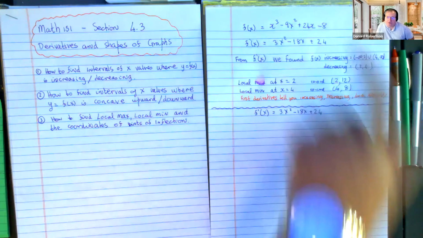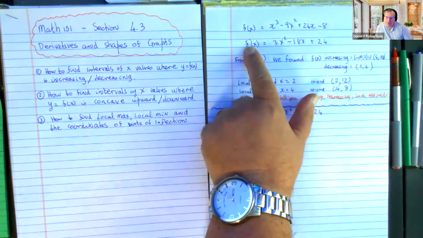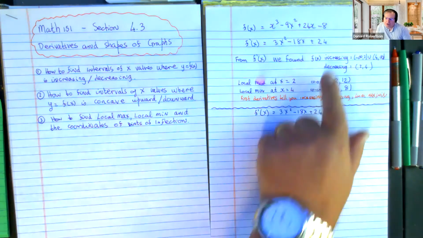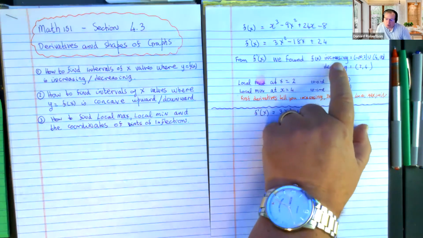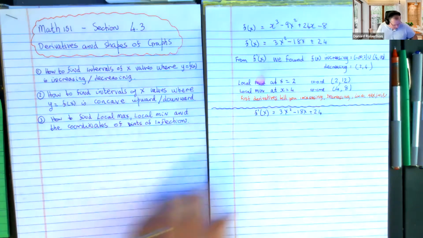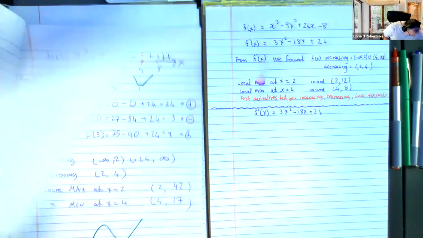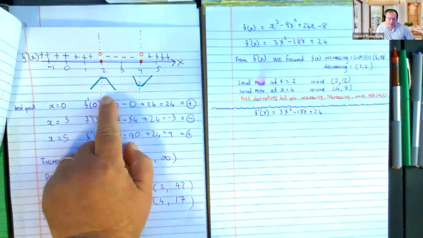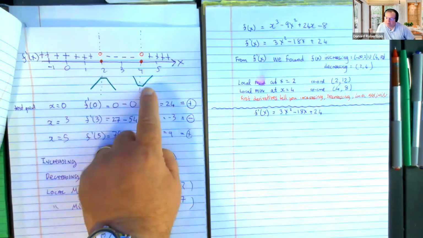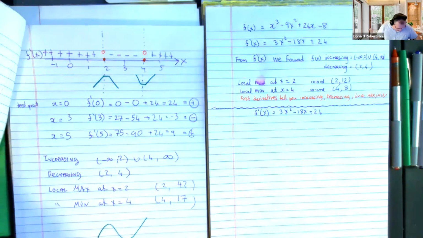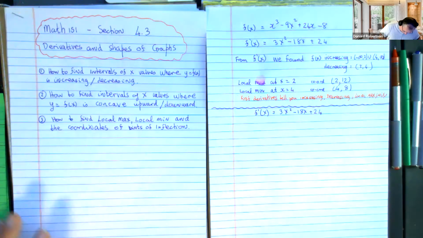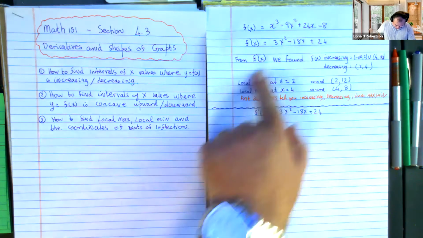This cubic function. We found the first derivative and we used it to find when a function was increasing, when it was decreasing, and still got the notes here. Remember doing this, local max, local min, all that good stuff. And first derivatives tell you a lot about a function, right? Tells you all this stuff.